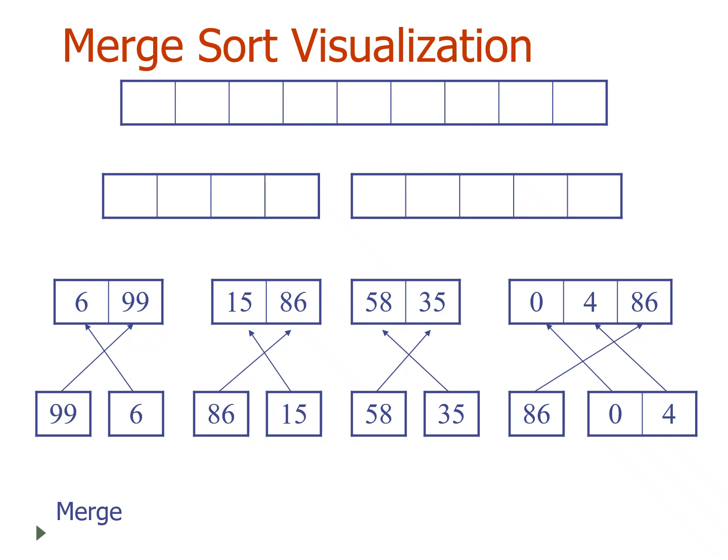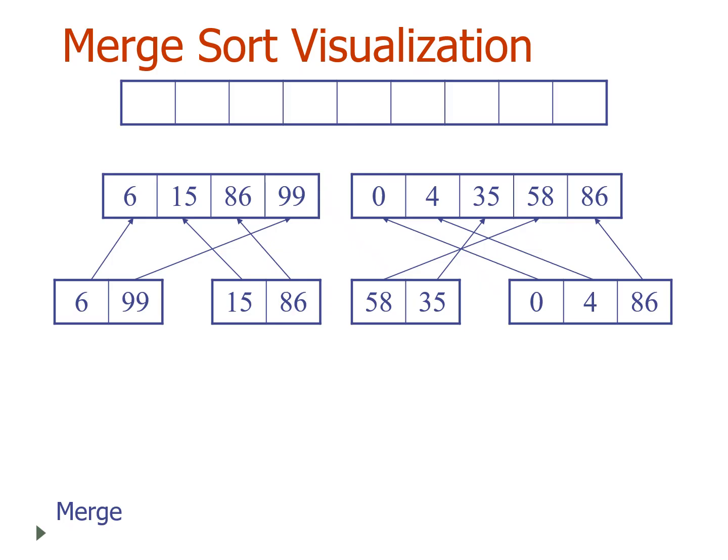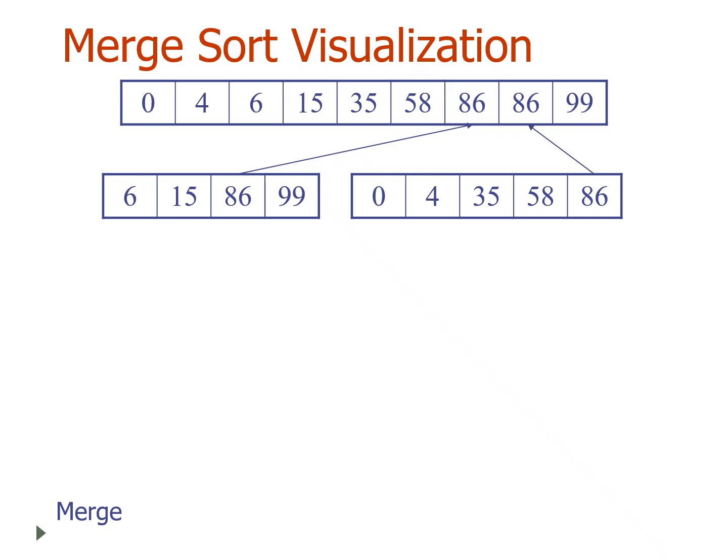Okay? Now, this will continue on, because 0, 4, and 86 is sorted, but it's not merged with the other solutions that I have actually developed, which is 58 and 35, 15 and 86, 6 and 99. Okay? So I will merge 0, 4, and 86 with 58 and 35 to get 0, 4, 35, 58, 86. Okay? And the same thing for the sub-solutions on the left. And finally, I will merge these two subarrays that go 6, 15, 86, and 99 with the other one on the right to get the final sorted array. Okay?